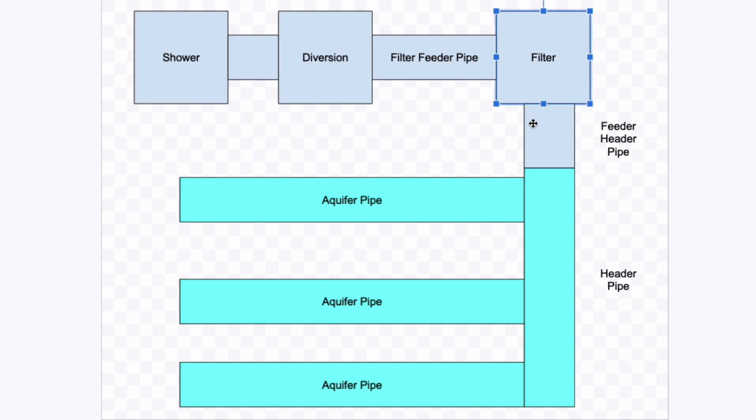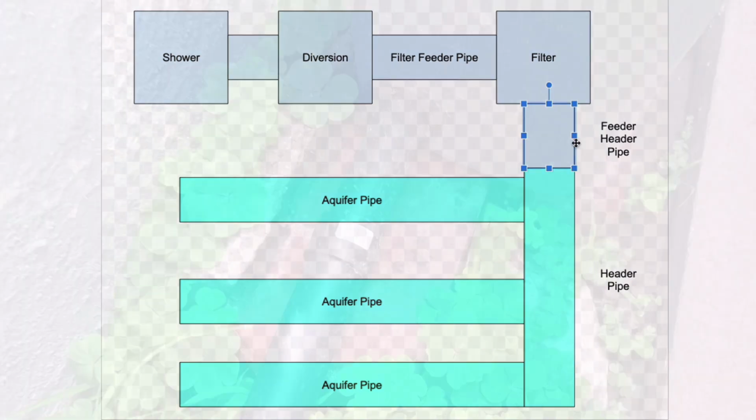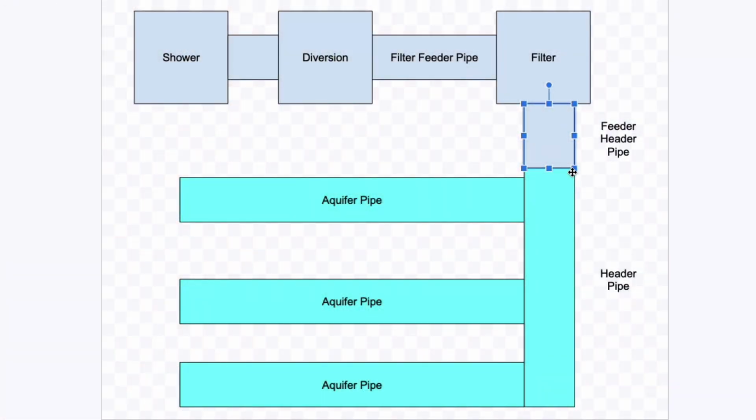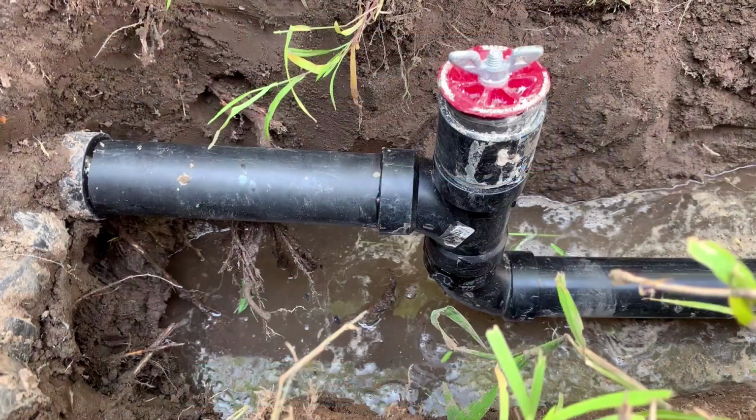And then from the filter, it goes to the feeder header pipe. Now this is the pipe that runs from the filter straight out to the front lawn, and then it goes into the trenches. Once we go into the trenches, now it's called the header pipe. Because right here, between here and here, we have a drop. Now this drop is very important. What it does is that it creates what they call head. What that means is that the water builds up pressure and it builds up velocity.